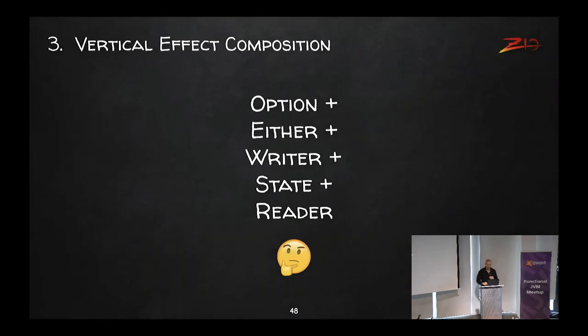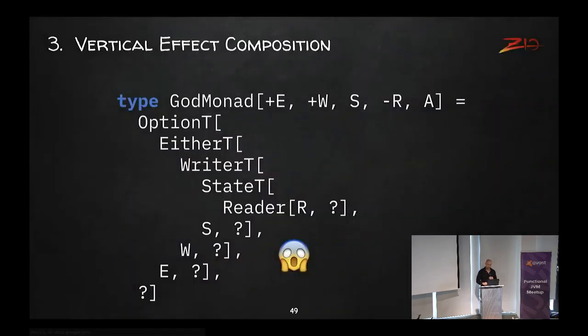All right, so what happens if we need more than one? Obviously, we can stick OptionT on top of either, and that gets us the bundle of option and either. But what happens if we need option and either, and writer, and state, and reader? Well, fortunately, monad transformers are very composable. All we have to do is keep stacking these things. And we can stack them all day long.